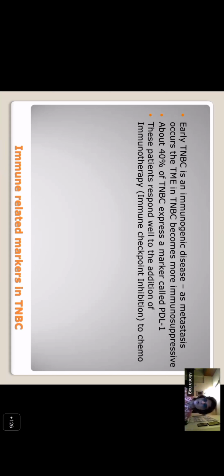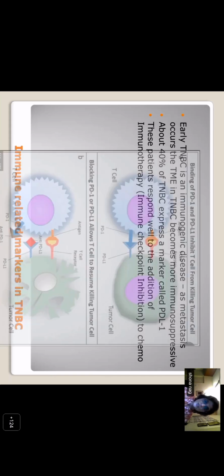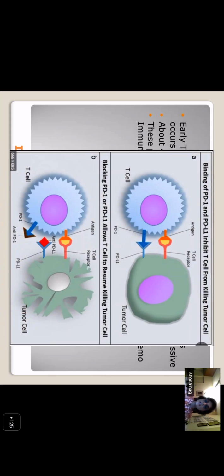But 40% of all triple negatives express a marker called PD-L1, and these patients respond very well to immune checkpoint inhibition. PD-L1 being programmed death ligand. So if you look here, the tumor cell has the PD-L1 and the T cell has PD-1.